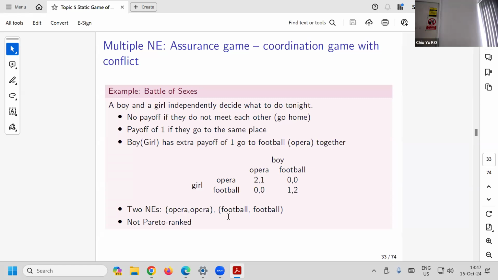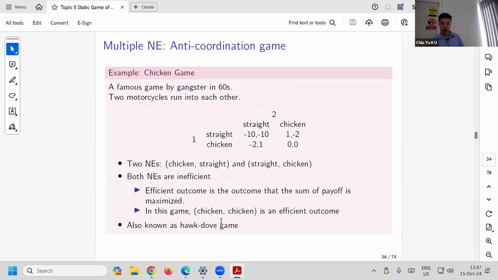So this is one of the models, okay? And another game is a little bit reverse. It's called the anti-coordination game. Two guys. This is actually a very famous game in the 60s in the US, a crazy game. Okay? The two gangs, they want to fight for a woman or fight for an argument. Okay, it's like a duel.